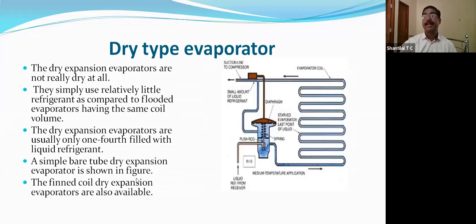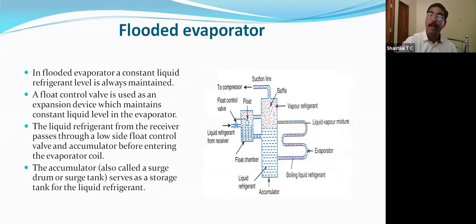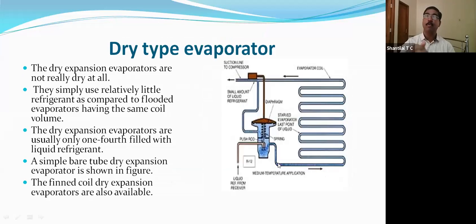Another is the dry type evaporator. This is the sketch of the dry type. The dry expansion evaporators are not really dry at all. Already I told you, dry means not dry. Here dry means a small quantity of liquid. Flooded means 100% liquid in the evaporator coil. Here the evaporator coil has 100% liquid refrigerant. But here, only after expansion, in a 1/4 inch tube, only a quarter portion, or less than half portion, of liquid is passing. That's why it is called a dry type evaporator.